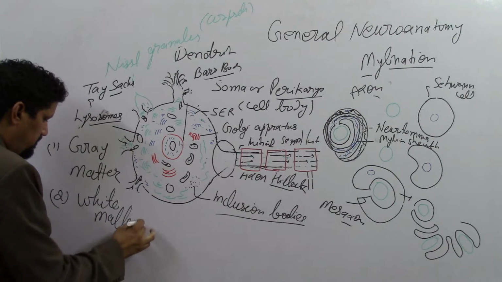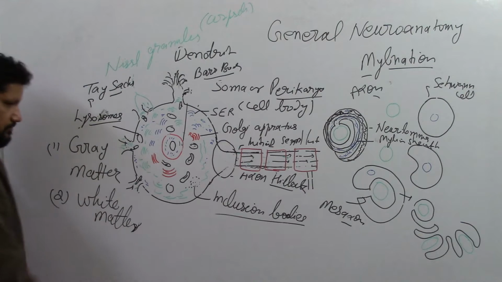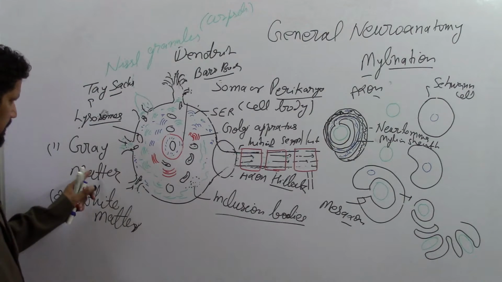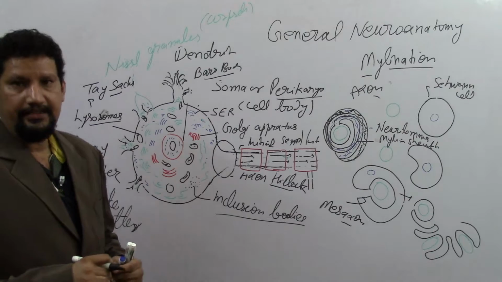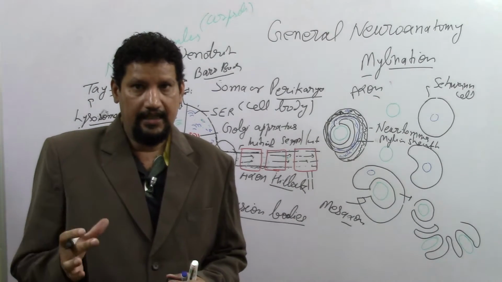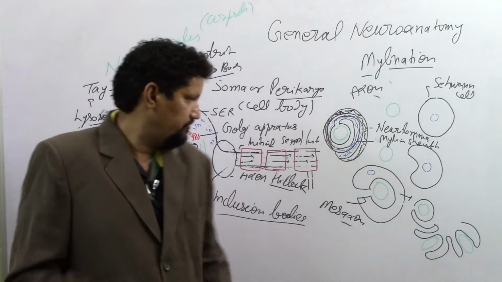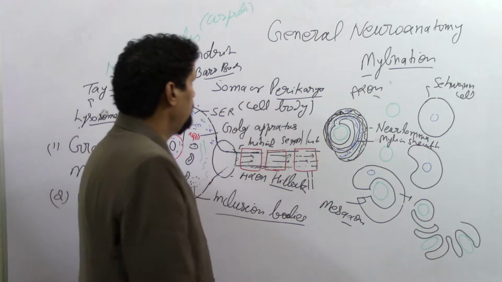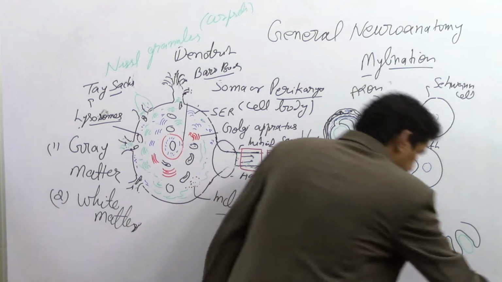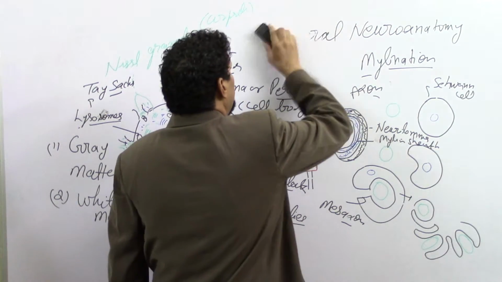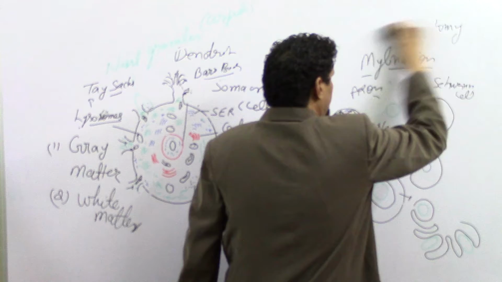So we have seen gray matter is a collection of cell bodies, or perikaryons, or somas, like this. Here I will explain the gray matter and white matter.